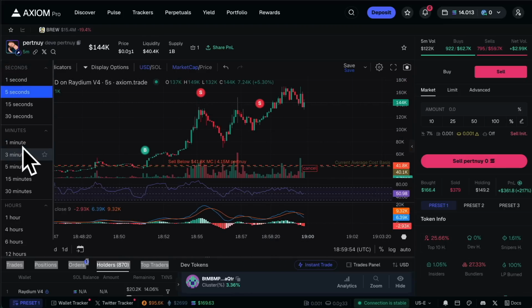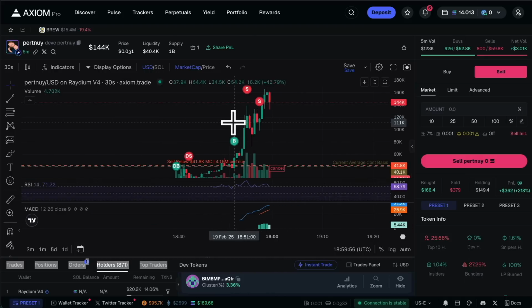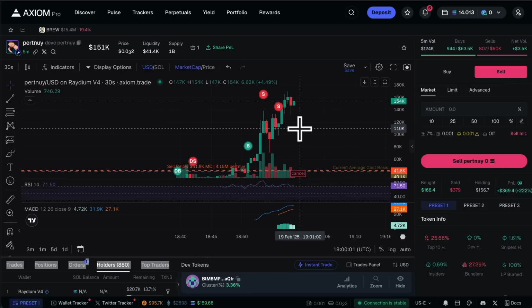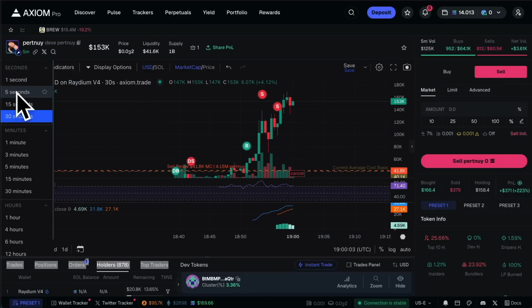Sometimes to get a better idea of volume, just zoom out a bit. So I'm on a 30-second. So you can see volume was dropping, but it's kind of leveled off and is reasonably stable at the moment. So go back onto a 5-second.